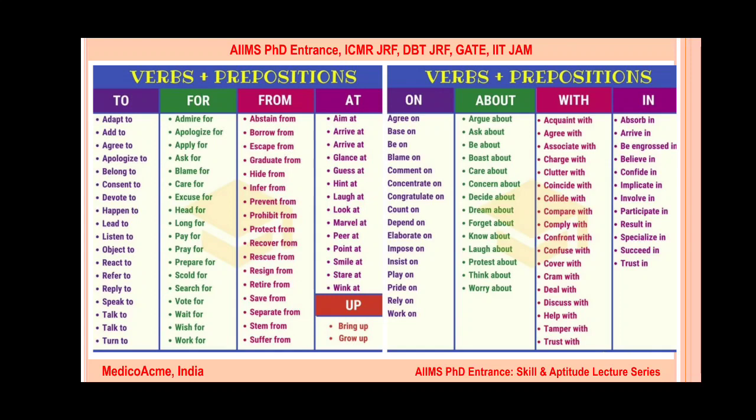Talk to you, speak to you, reply to you, refer to you, react to you. For: admire for, apologize for, apply for, ask for, blame for, everything. From: graduated from, hide from, infer from, prevent from, protect from. In this way at is also used: aim at, arrive at, glance at, hint at. Up: bring up, grow up. On: agree on, base on. Please remember these things, these are very important.